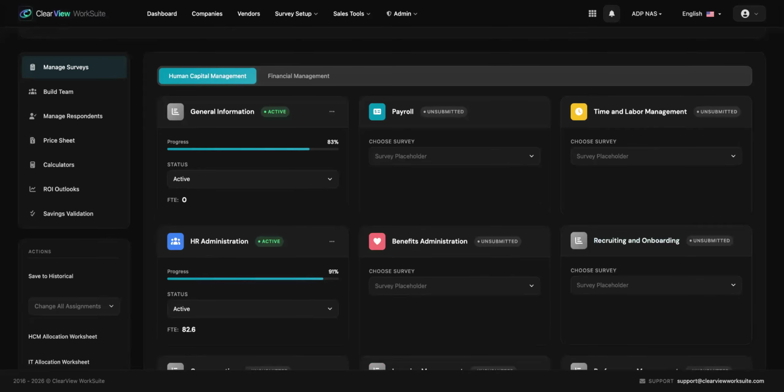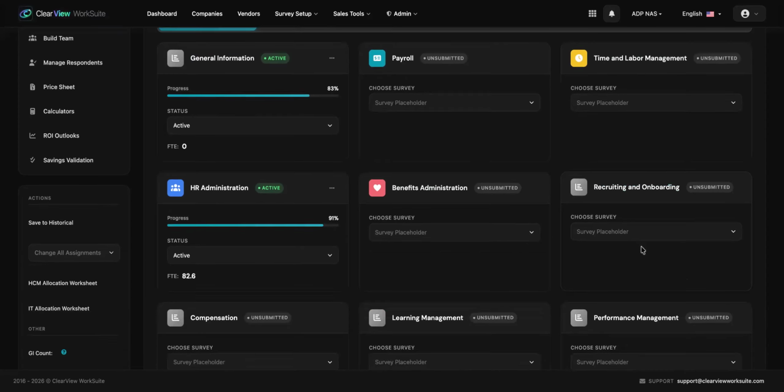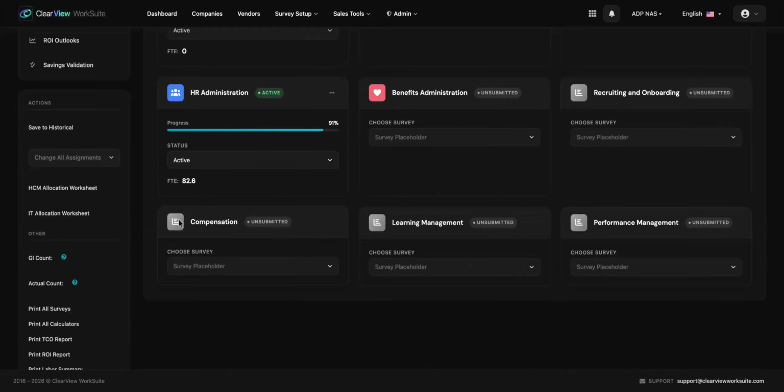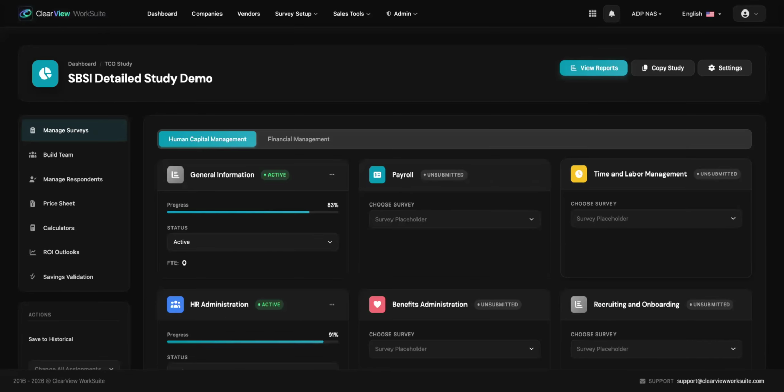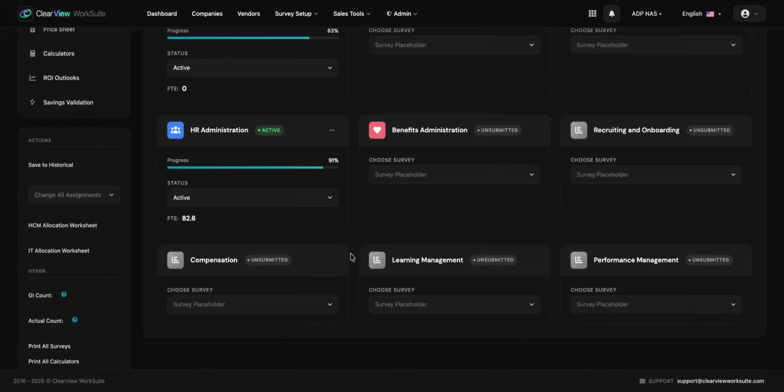Just to address cost real quick, if we are doing core type product studies, they are a little more involved. So there's a general information study, payroll, time and labor, HR, benefits, and recruiting. Those are what we would classify as core. Then we have three non-core: comp, learning, and performance pillars that we add on there. Typically, when we do these studies, we charge about $5,000 per core pillar and about $3,000 per non-core.